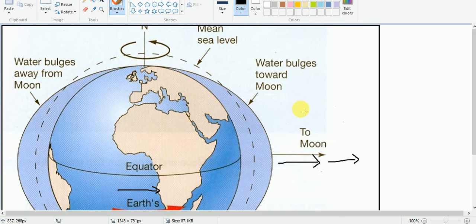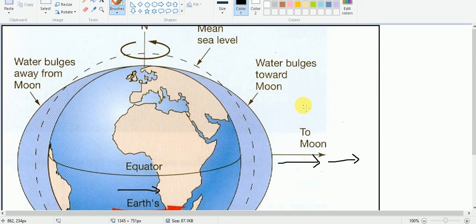Okay, centrifugal force. You know, Earth is rotating on its own axis, and because of this rotation, any object on the Earth's surface has a tendency to move away. You can take an experiment also: take a rope, bind one stone at the end, and turn the string around your hand. The stone will pull your hand, and that force is known as centrifugal force.